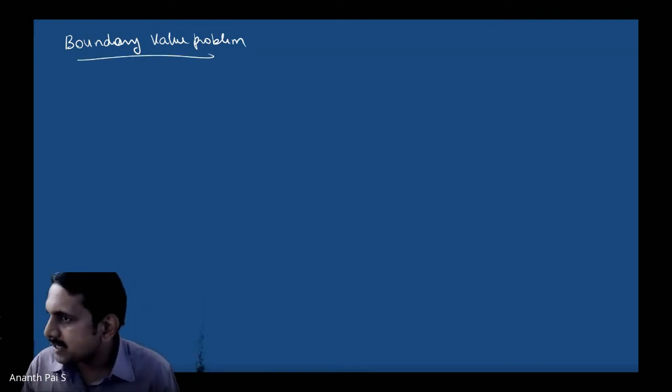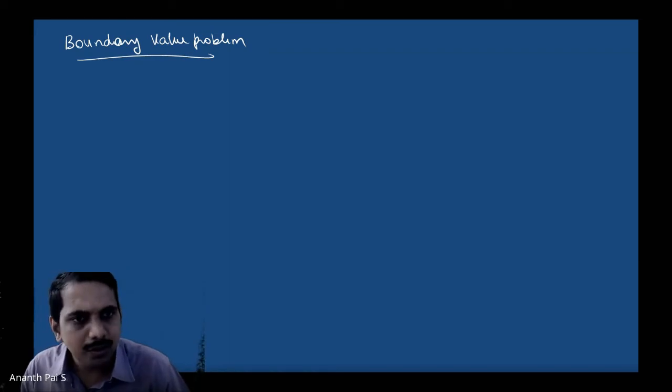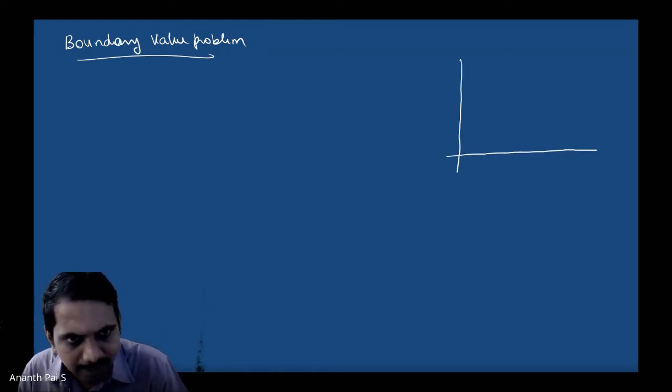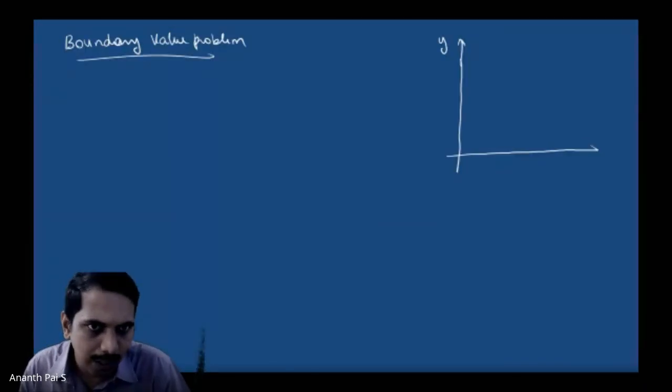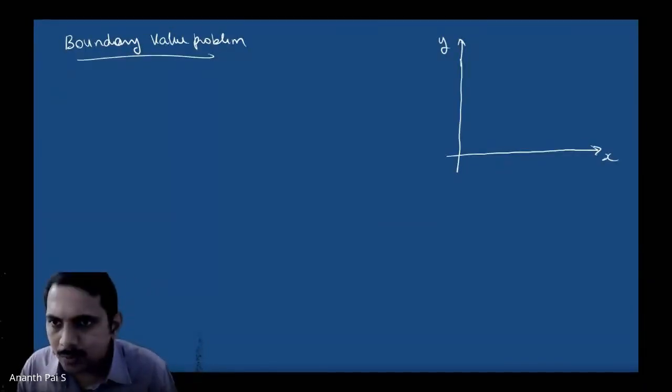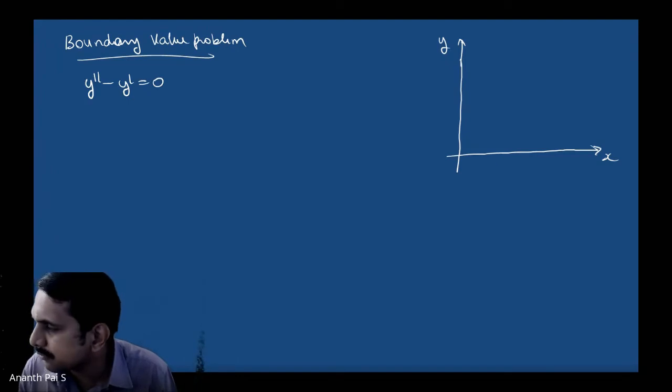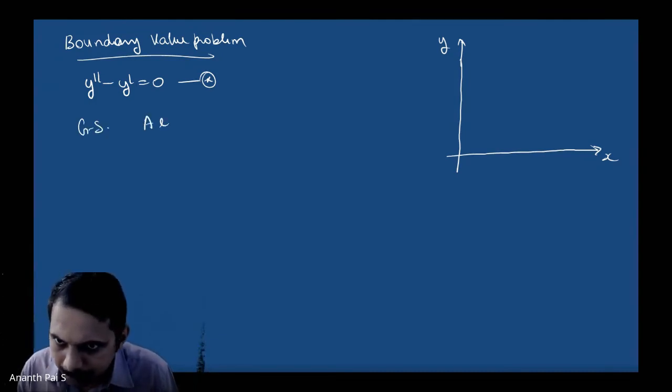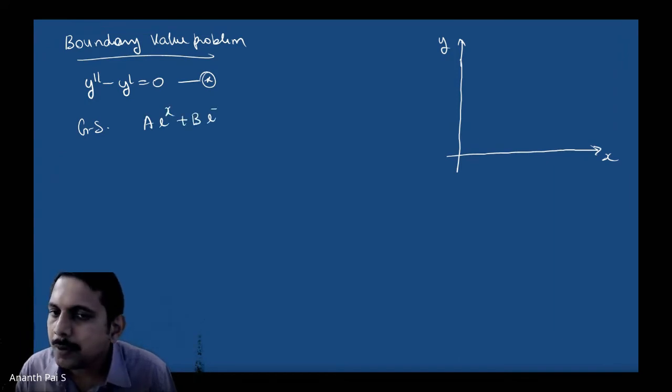Now let us look at the boundary value problem. Now we will take the same example. We have defined this as y, and this as x. And then what is the equation we have? The equation is y double dash minus y dash is equal to 0. This is the differential equation, right? What is the general solution? The general solution is a e power x plus b e power minus x.